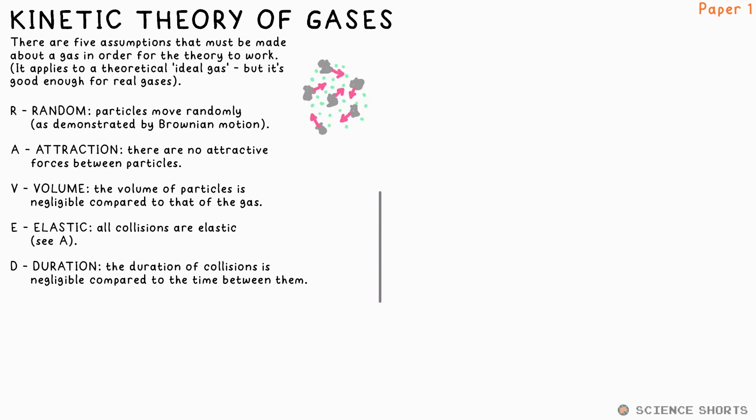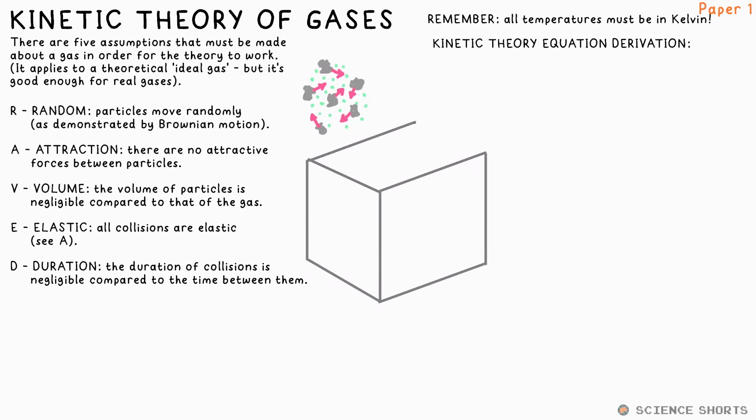To derive the kinetic theory equation, we imagine a cube of sides Lx, Ly, and Lz. A molecule inside collides with one of the sides, the area Ly, Lz, and it bounces off it.